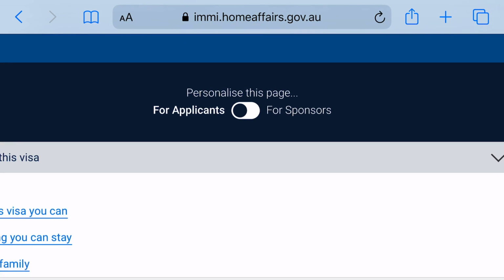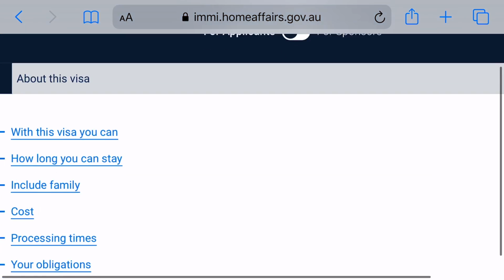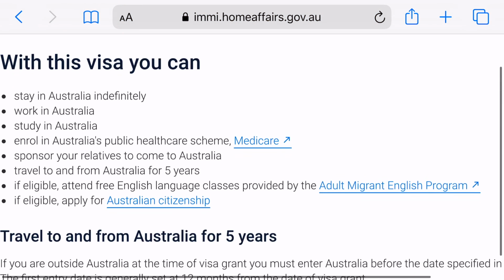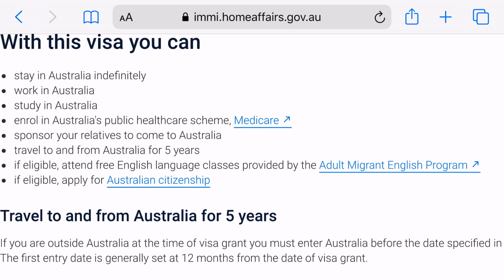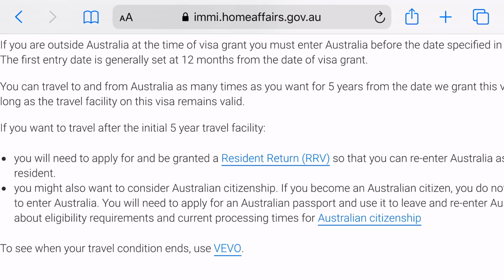Next is about this visa. Most of the things we already know: you can stay indefinitely, work, study, enroll in public health care, sponsor your eligible relatives to come to Australia, travel to and from Australia for 5 years if eligible, attend free English classes, and you can even apply for citizenship.